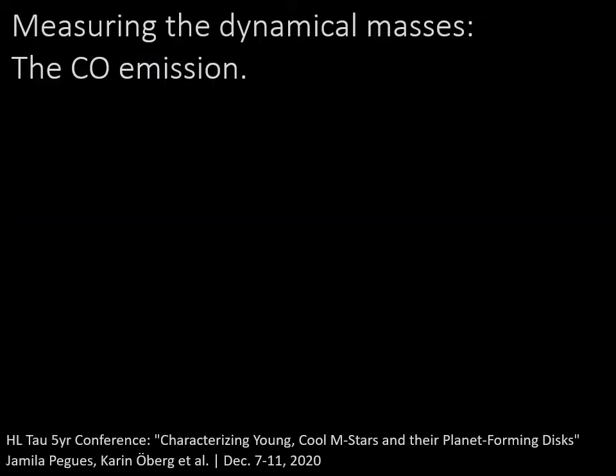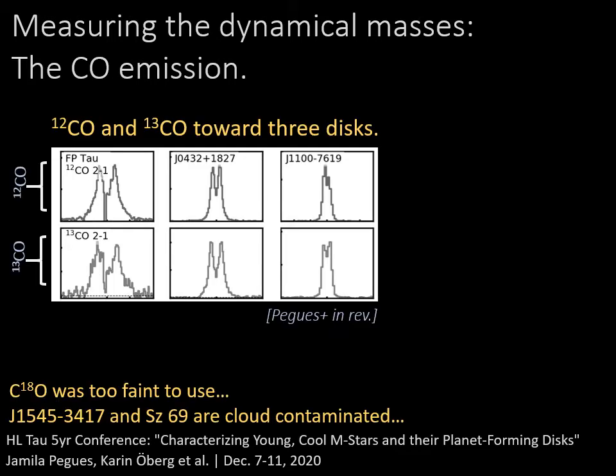Okay. Now, the first thing we're going to do today with this talk is use the brightest emission, the CO emission, to actually measure dynamically the stellar masses at the centers of these disks. Now, for this measurement, we're able to use 12CO and 13CO emission observed towards 3 disks, for which we're able to resolve that nice double-peaked structure in the spectrum, which indicates the underlying Keplerian rotation.